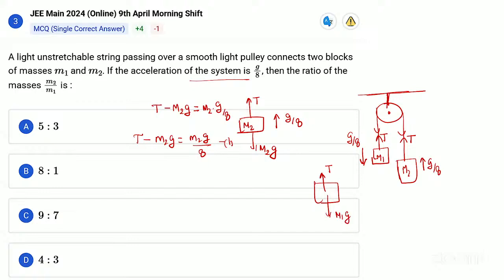Acha, this question, we are solving it, na? We are solving it. Just a second, we are solving it.